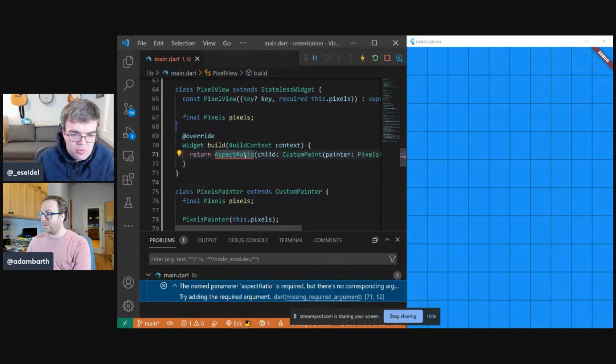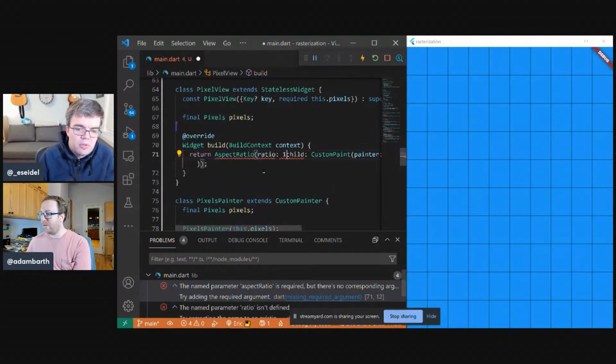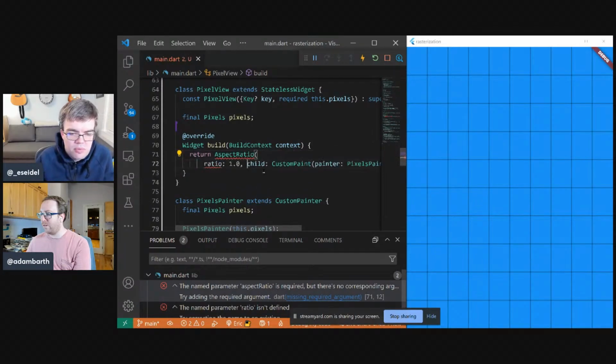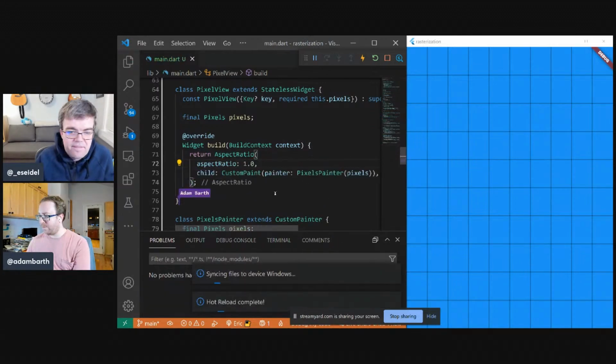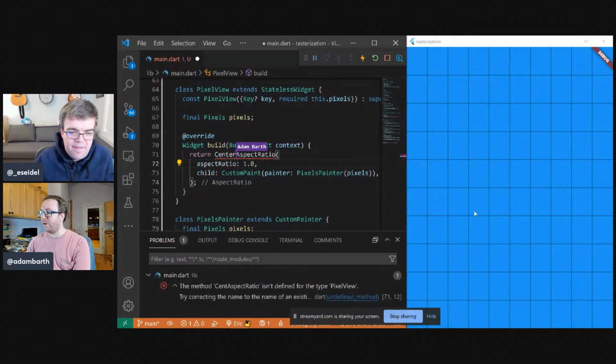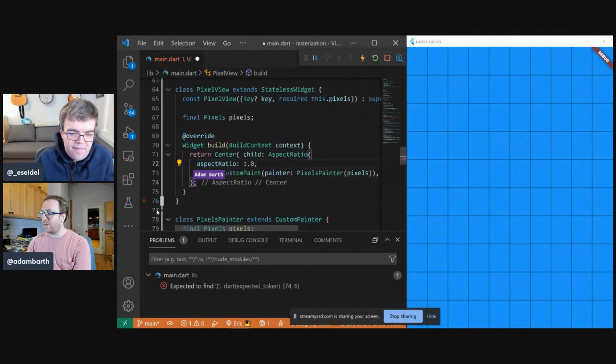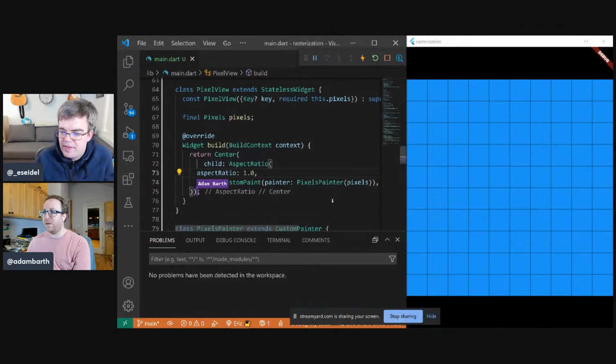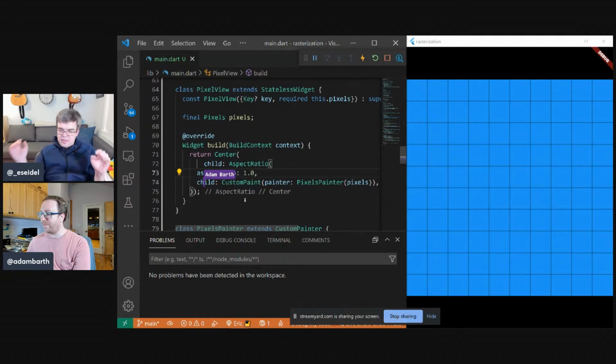Aspect ratio. It's like 1:0. This is the body cheating, right? What to put at the center? Yeah. Here. There we go. That's square. All right, great.